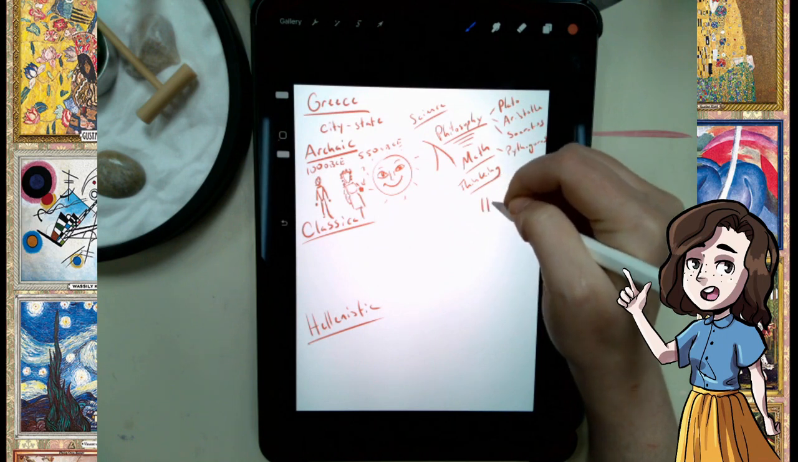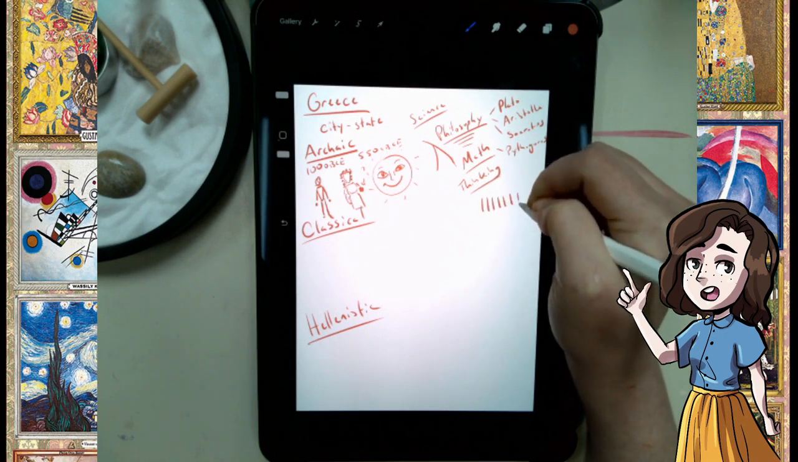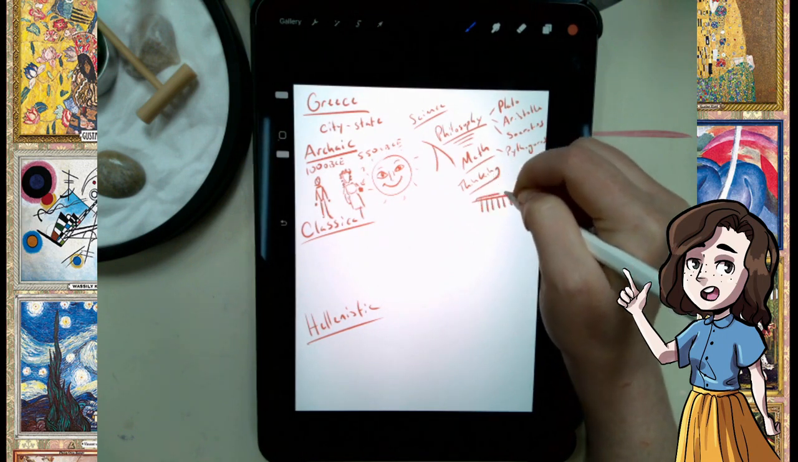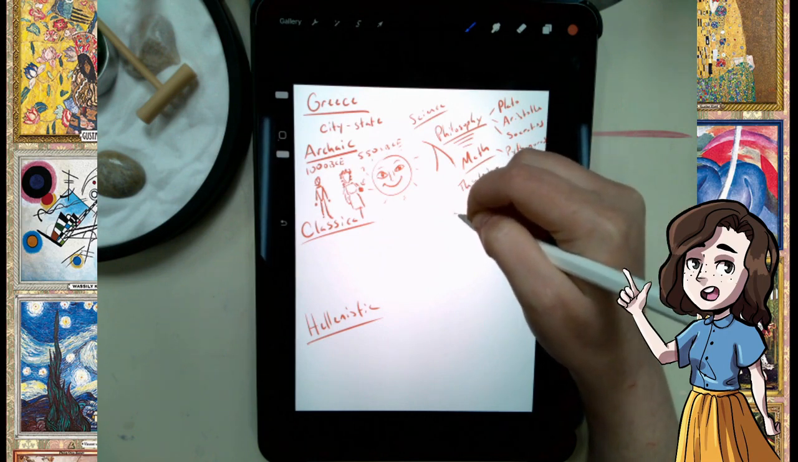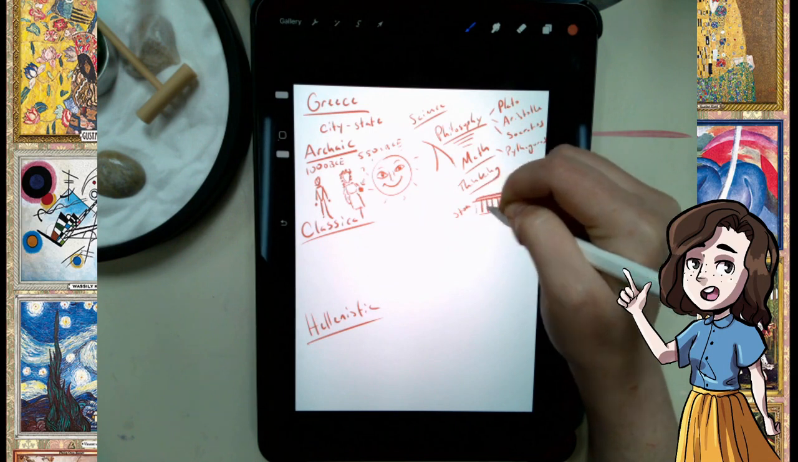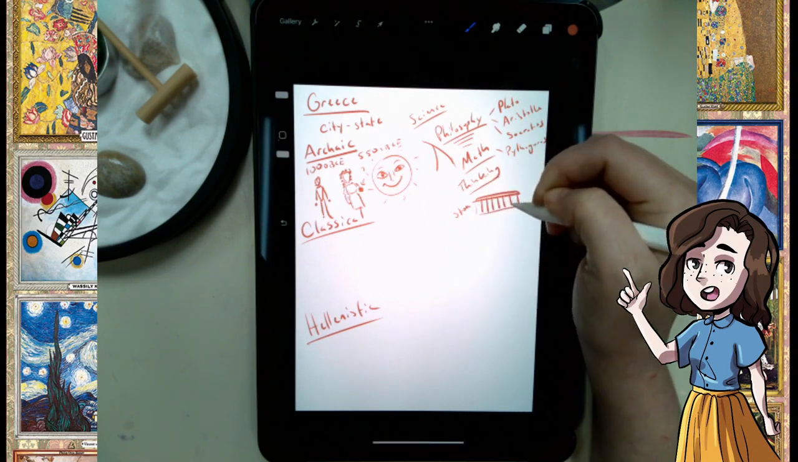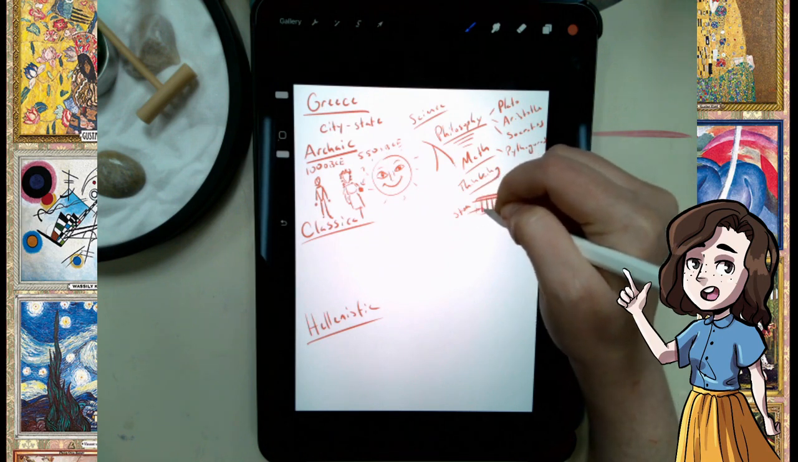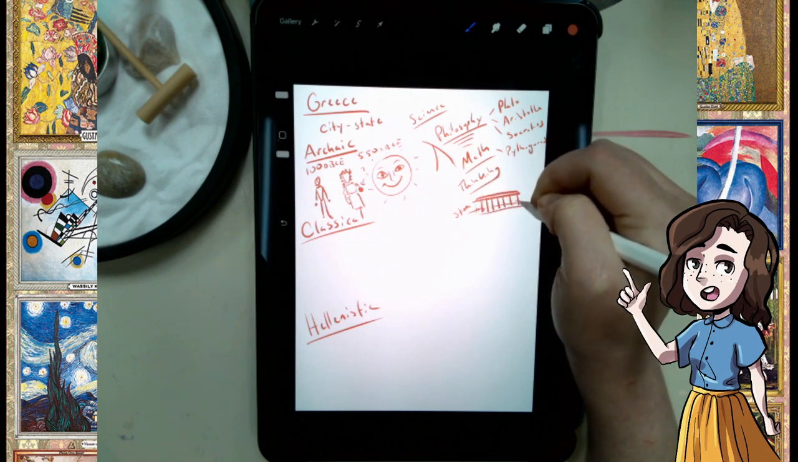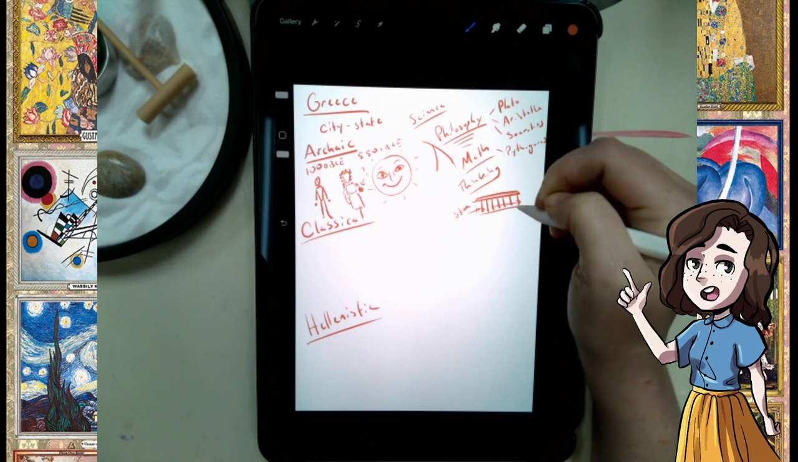So for the agora, you need these open spaces and open-air markets organized in little rows called stoa. It's not quite a hypostyle hall, but it functions similarly to the hypostyle hall: an outdoor walkway covered with a colonnade.